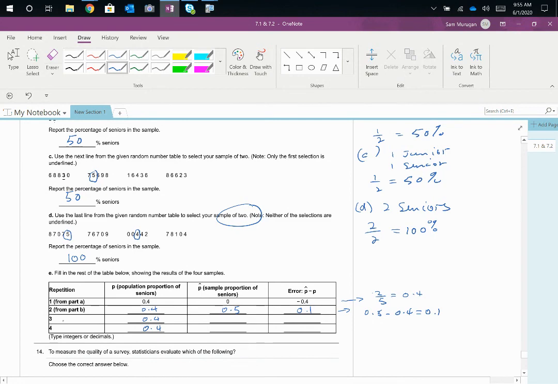Then from part C, we also have 50%. So the error is the same as from part B, 0.1. And from part D, we have 100%. As a decimal, this is 1. So this is 1 minus 0.4, which is equal to 0.6.